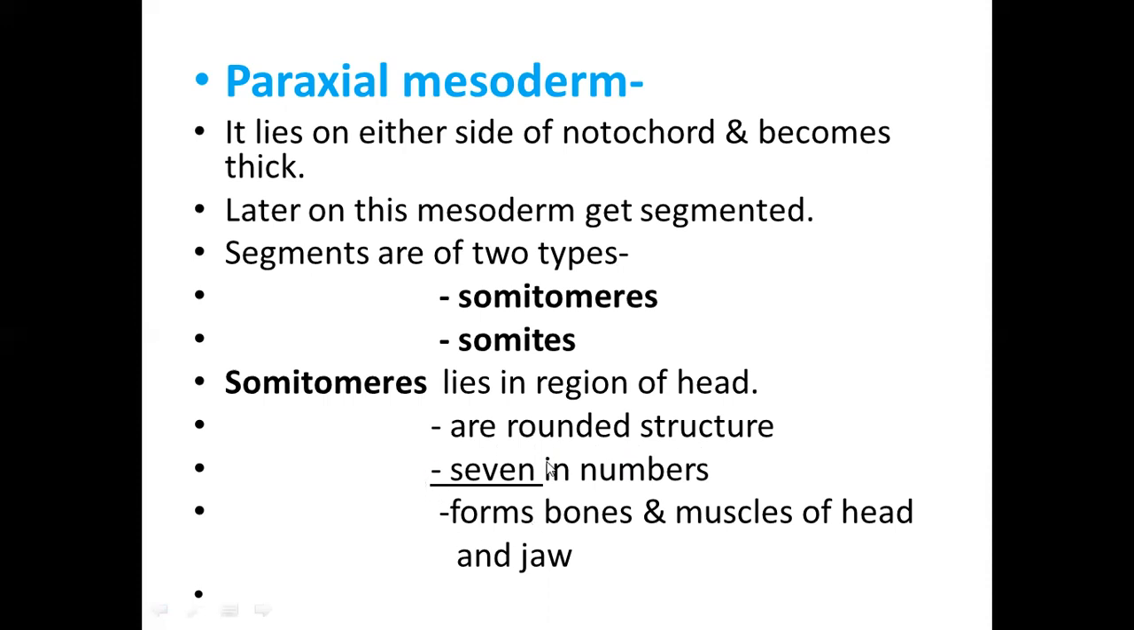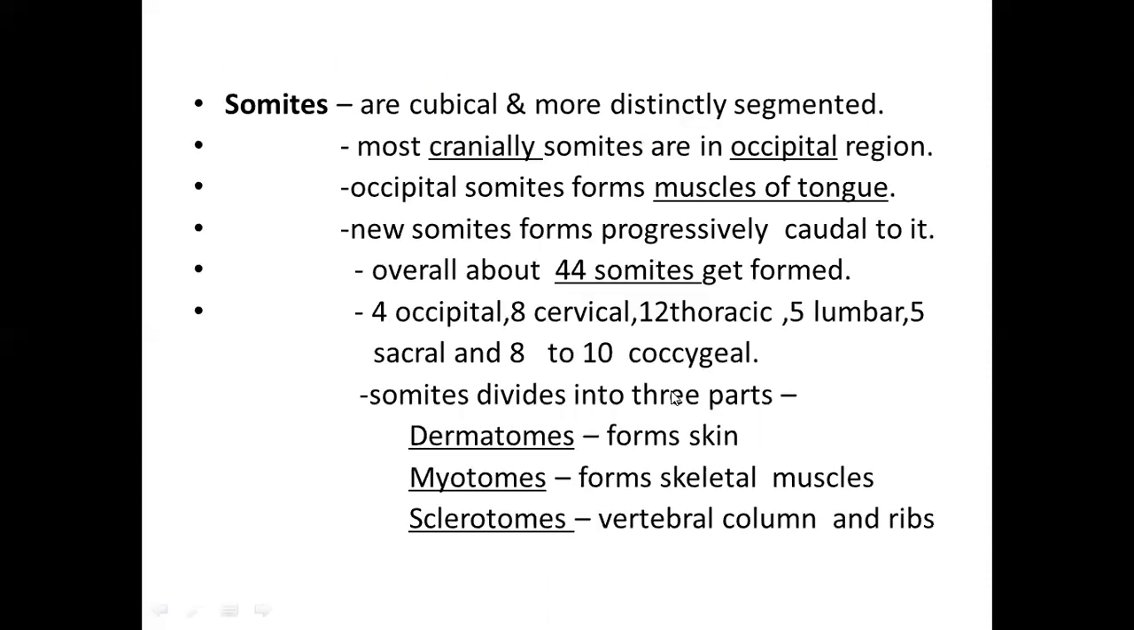They are 7 in number, so they are less in number. And they form bones and muscles of the head and jaw. So, this is one part forming from this paraxial intraembryonic mesoderm. So, somitomeres, which are 7 in number, form bones and muscles of the head and jaw, while the somites, they are 44 in number, and they are forming the rest of the structures.